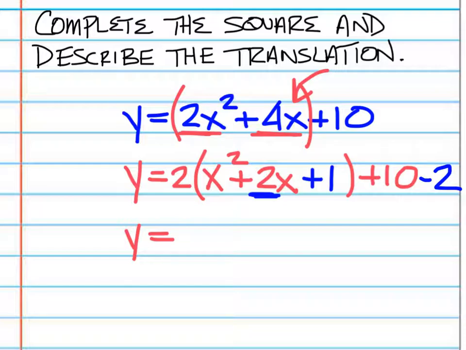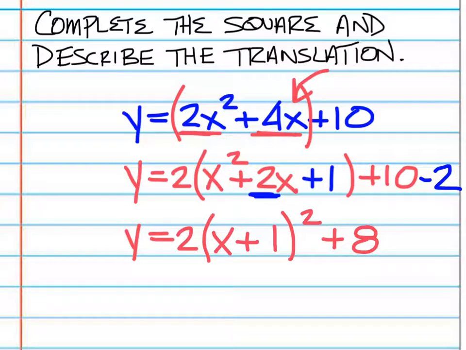And now you can write it in the proper form. 2, parenthesis, variable, sign from the middle, half of the middle term, close and square. 10 minus 2 is 8. And of course this one goes to the left 1 and up 8.